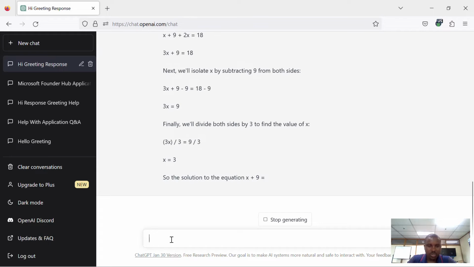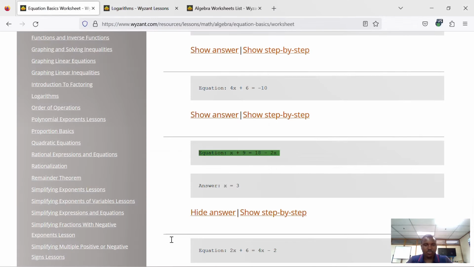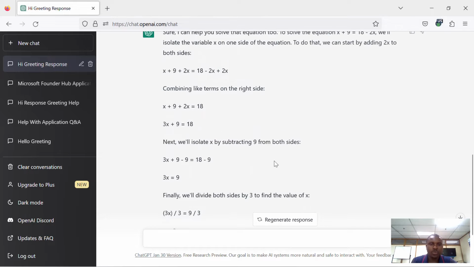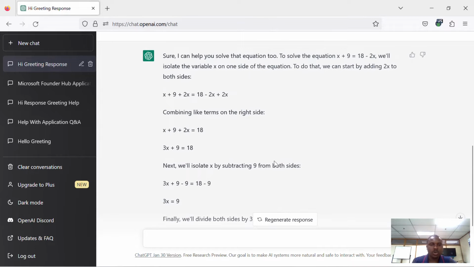Let's see the result that we are going to get. At the end, we have managed to get our x is equal to 3. If we can confirm here, the answer is x is equal to 3. You see that it has actually managed to solve it. So these are linear equations. You can give it even a quadratic equation. It can also do it for you.